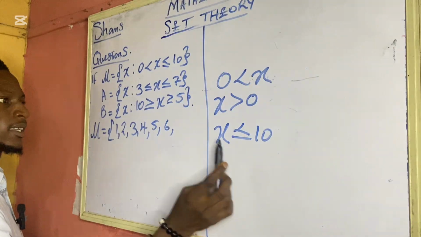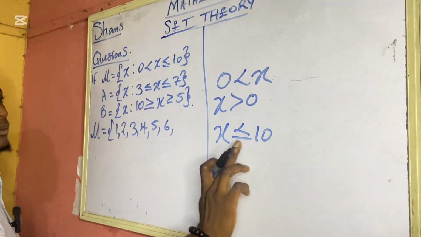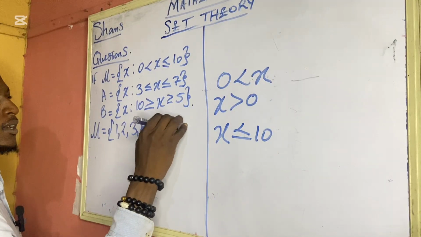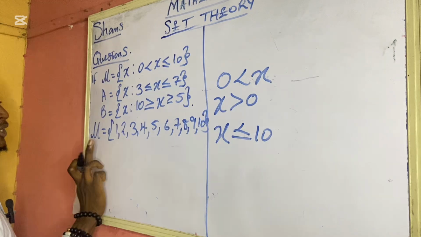That means x is either less than 10 or equal to 10. That means it does not pass 10. The maximum number of x is 10. So 1, 2, 3, 4, 5, 6, 7, 8, 9, then the last number 10. Don't forget your curly bracket.